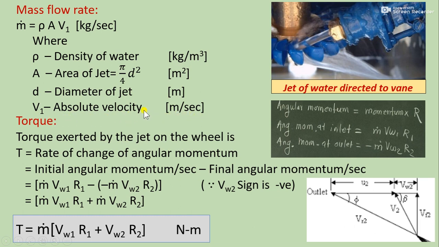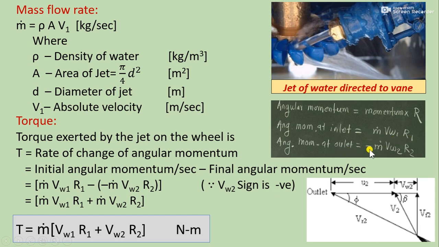Now let us see torque. Torque exerted by the jet on the wheel is given by the impulse momentum principle, that is rate of change of angular momentum. So let us see what angular momentum is. Angular momentum is equal to momentum into radius. At the inlet it is given as m dot Vw1 r1.